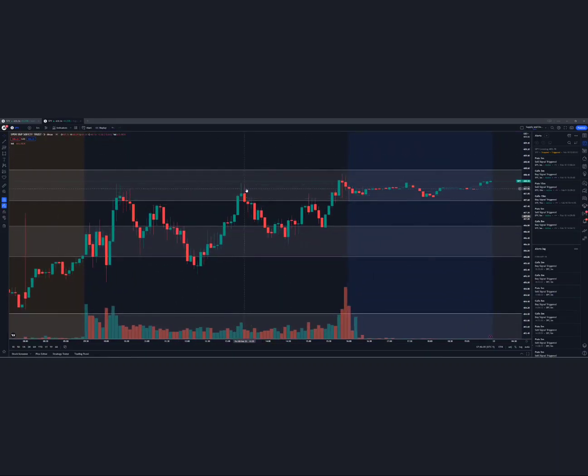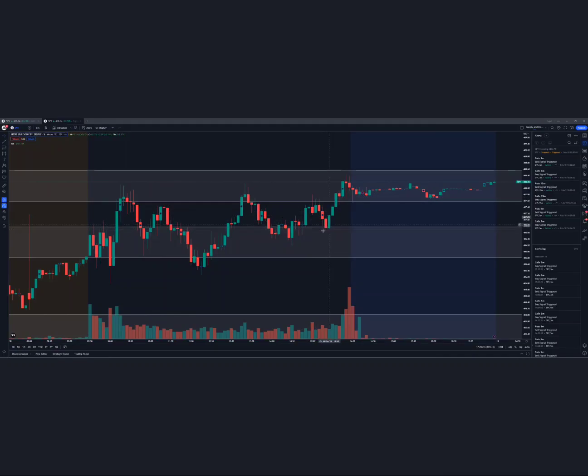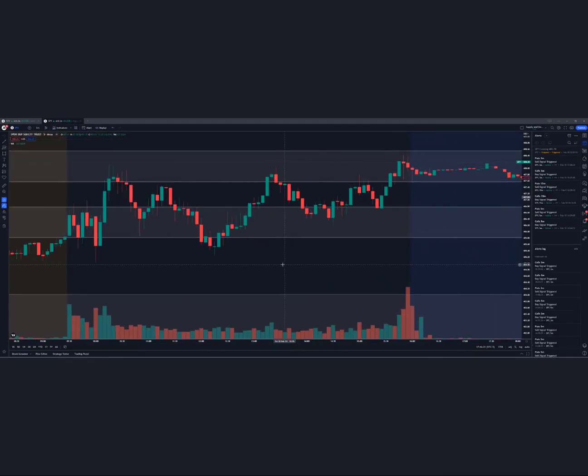We had a second attempt to break through this zone. We could not. Again, got pushed to the downside. Found some buying pressure here. Pushed to the upside. Rejected this zone. Back to the downside. And then found buying pressure here. Back into this zone. So you can see how they're pretty well respected.